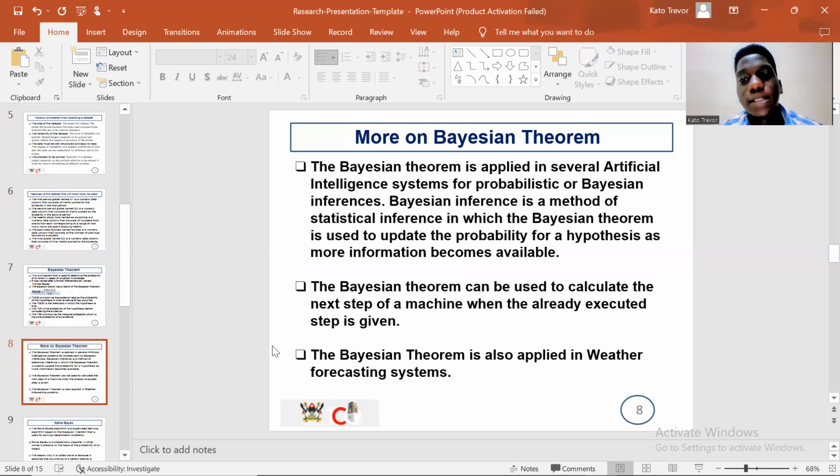More about the Bayesian theorem. The Bayesian theorem is applied in several artificial intelligence systems for probabilistic or Bayesian inferences. A Bayesian inference is a method of statistical inference in which the Bayesian theorem is used to update the probability of a hypothesis as more information becomes available.